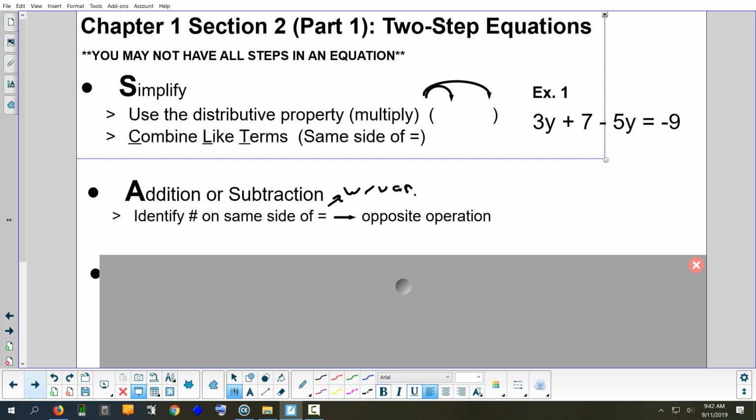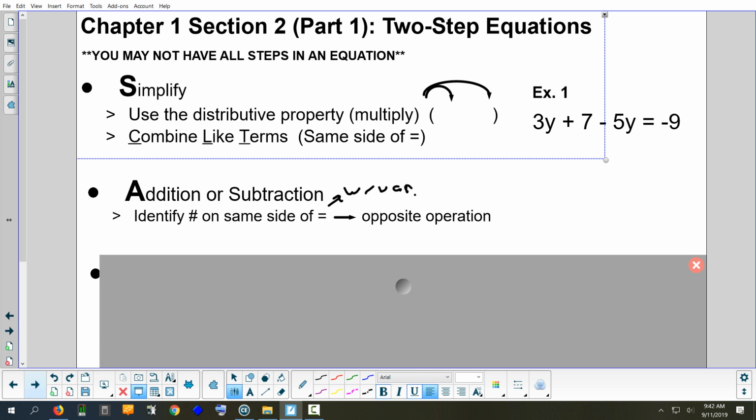So identify the number on the same side of the equation with the variable and use the opposite operation. So if you see addition, what's the opposite operation? Julie? Yep, there you go, subtraction. Okay. If you saw subtraction, you would do addition. All right, so that's the first step.